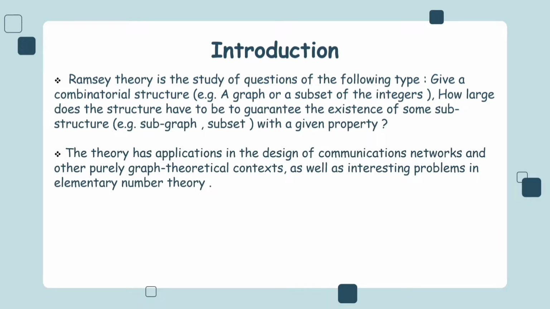Ramsey theory is the study of questions of the following type. Given a combinatorial structure, for example a graph or a subset of integers, how large does the structure have to be to guarantee the existence of some substructure with a given property? This theory has applications in the design of communication networks and other purely graph theoretical contexts, as well as interesting problems in elementary number theory.